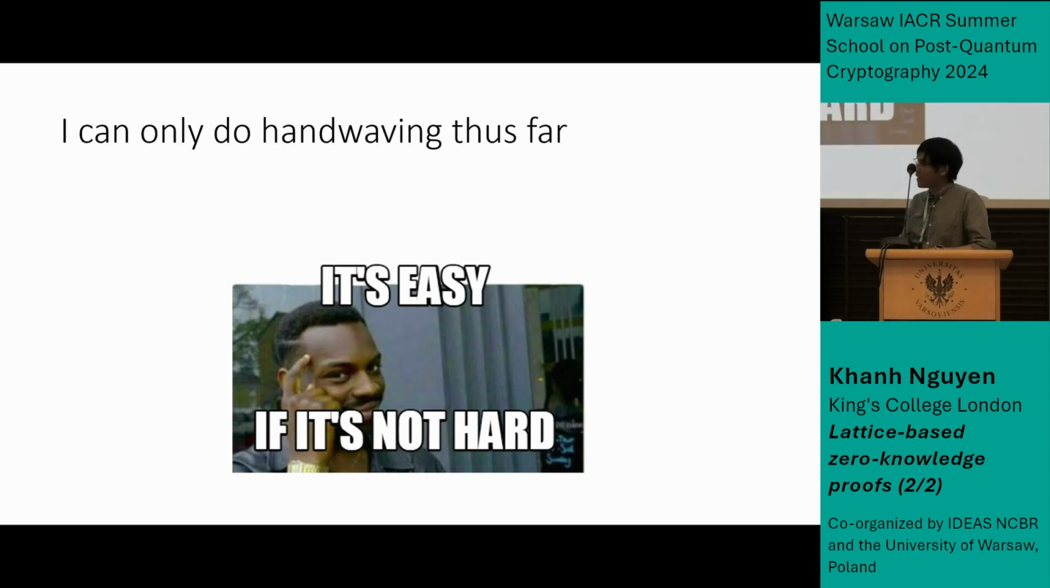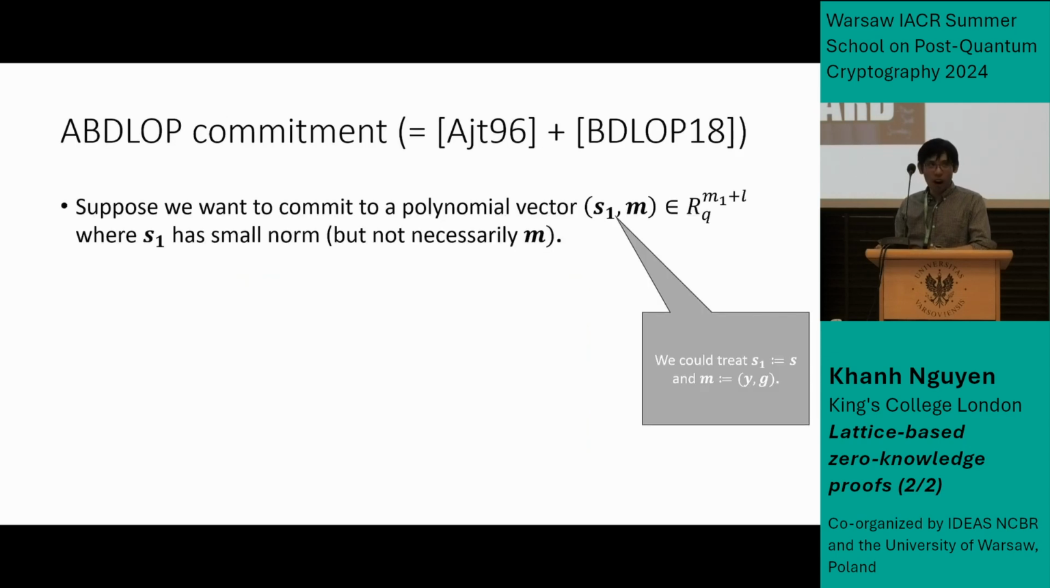So it was all hand-waving, and I didn't mention what the commitment is, or why it's the same R, but I guess we need to go to the details at some point. So now the first step is describing what the commitment is. The commitment I'm discussing is the so-called ABDLOP commitment. It's a combination of the Ajtai commitment, which was shown yesterday, and another one which is called BDLOP.